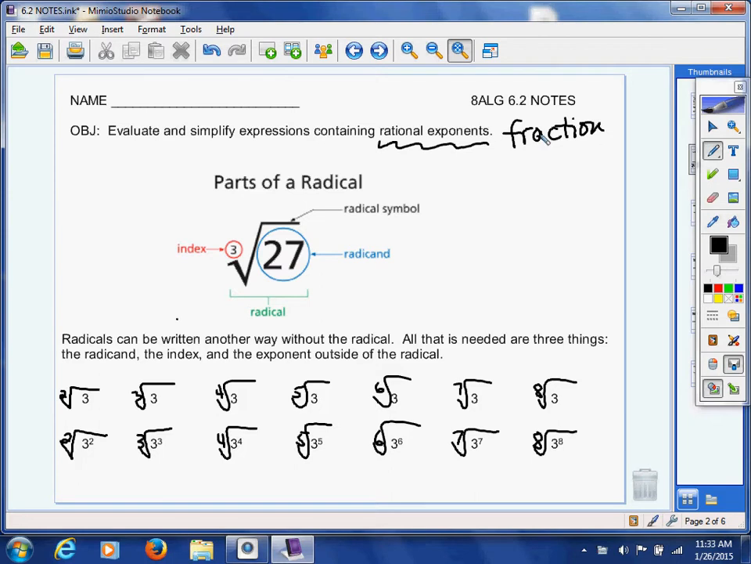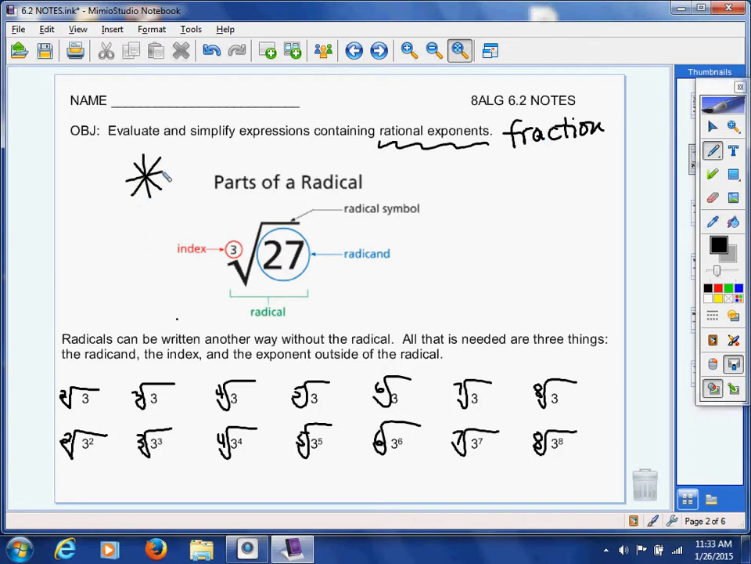We're used to seeing exponents that are whole numbers or negative numbers or zero, those are integers. We're going to actually see fraction exponents today, and I just want to take some time and teach you what that looks like and how you do it in your calculator, and so forth, okay? Let's start right here with parts of a radical.